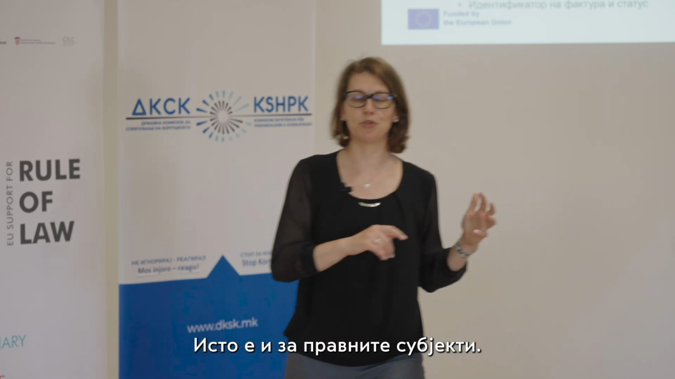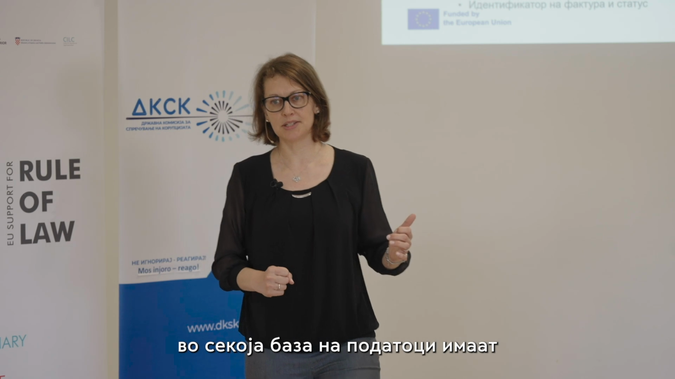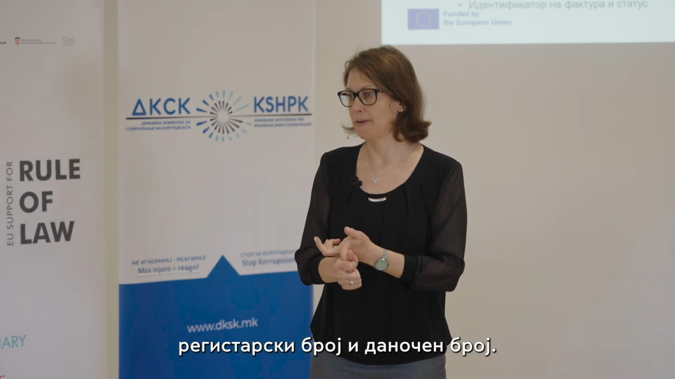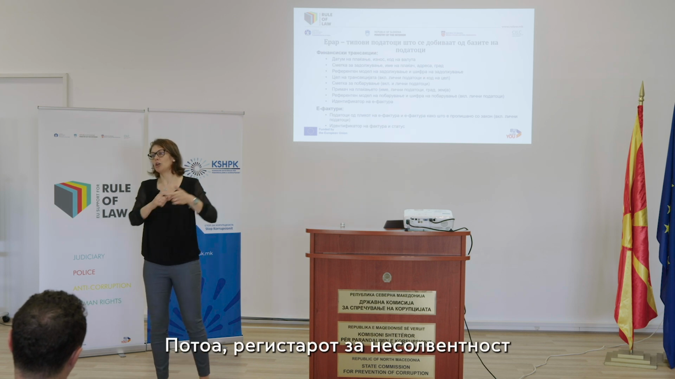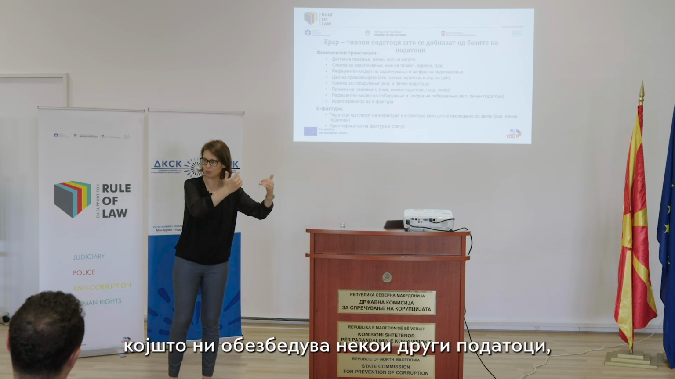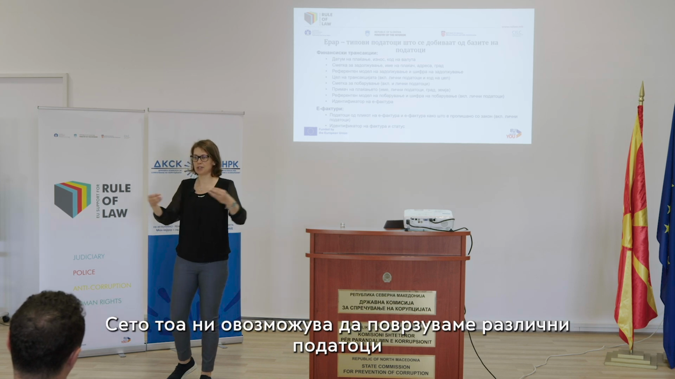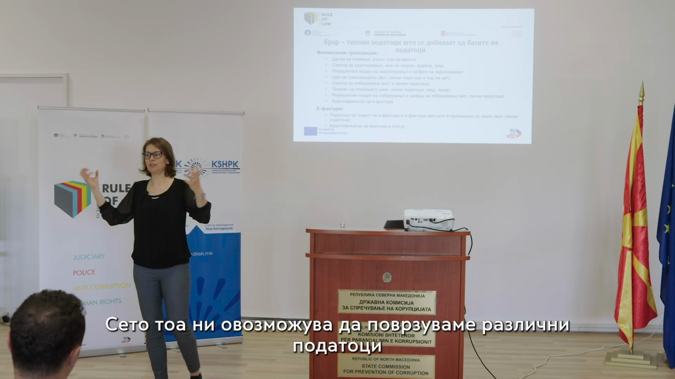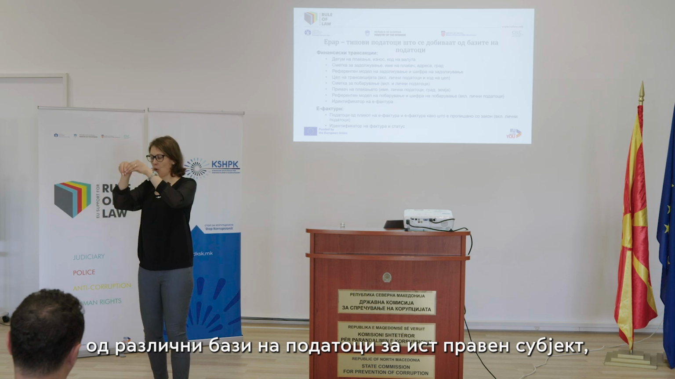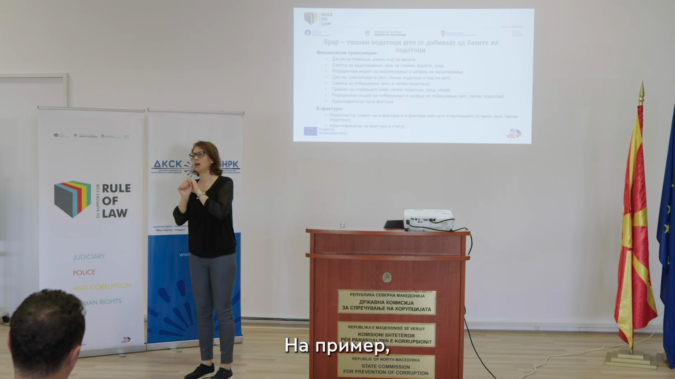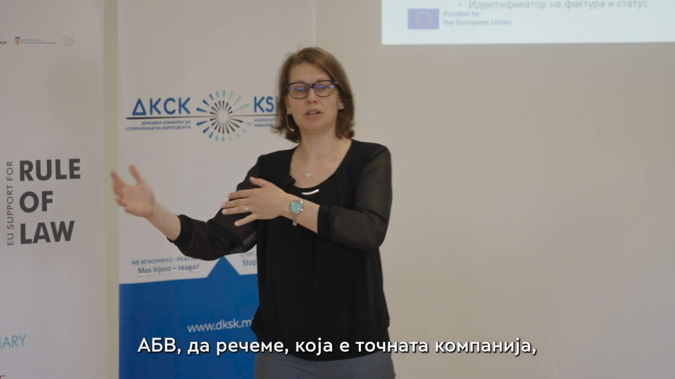And the same goes for the legal entities. So with the legal entities, every database has the registration number and the tax number. And then the insolvency register would provide us with some other data, but the other databases with the other. And this allows us to connect all different data from various databases on the same legal entity so that we don't make a mistake. And for example, we have two companies, ABC, let's say.